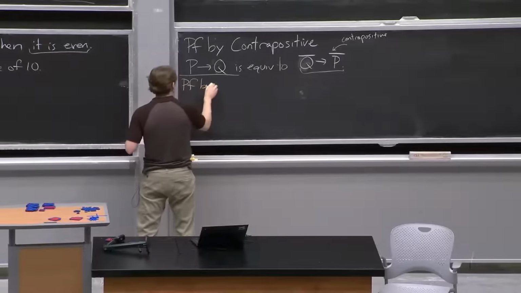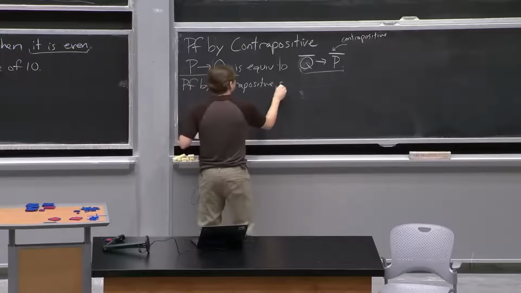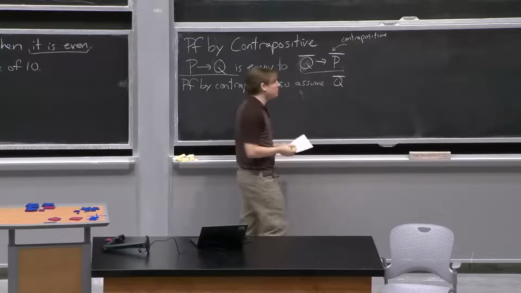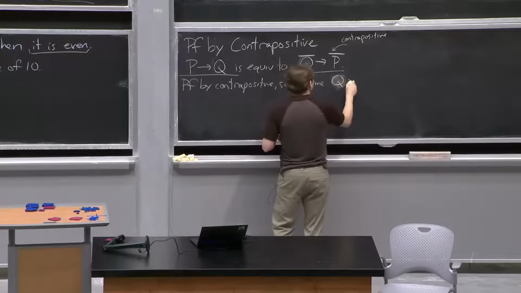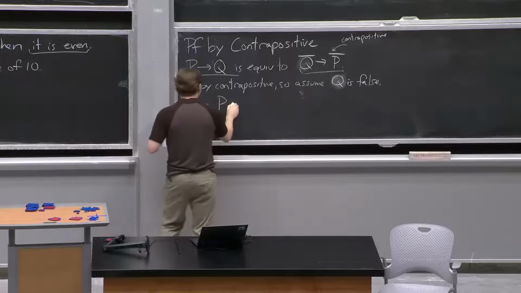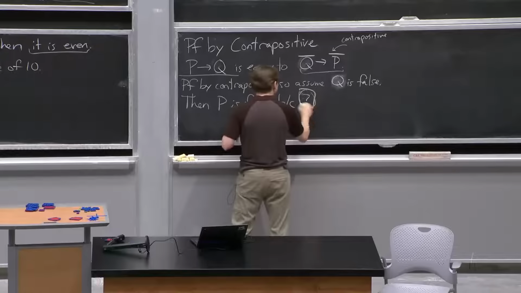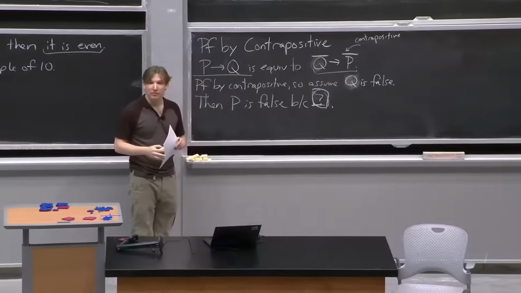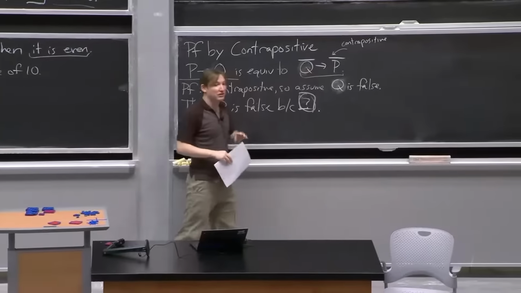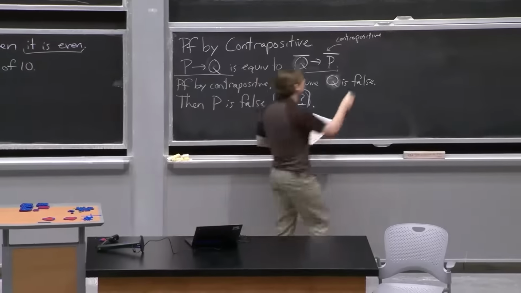would say proof by contrapositive. So assume Q is false. Assume not Q. Then P is false because question mark. Right? Same as we did for direct implications, but we're proving this implication instead. So assume not Q, use it to prove not P. And let's see an example of this.